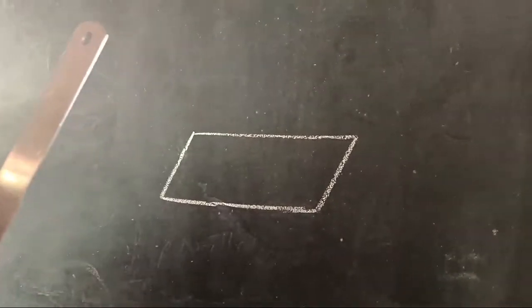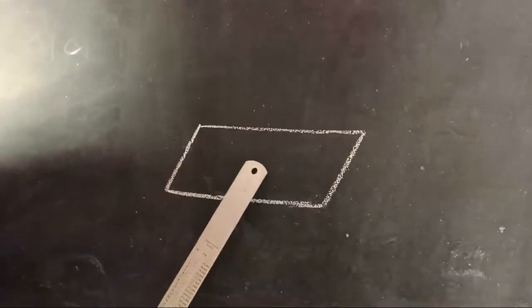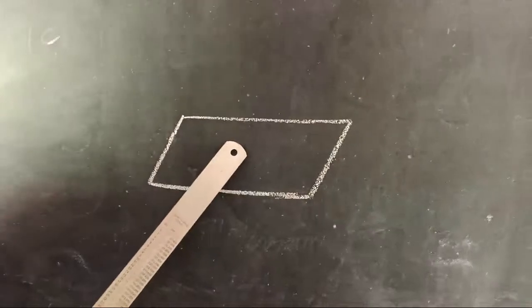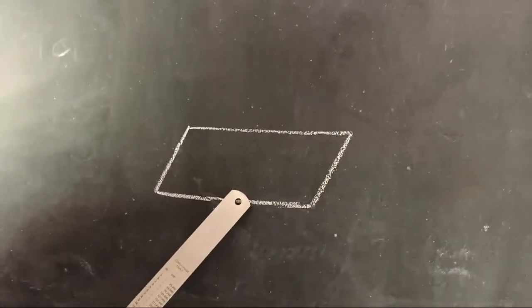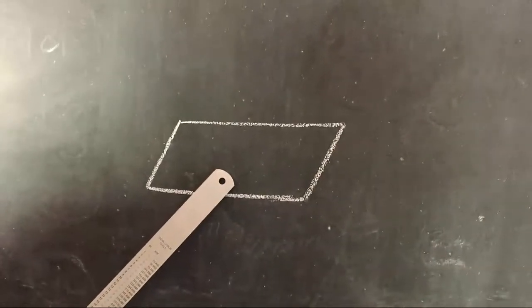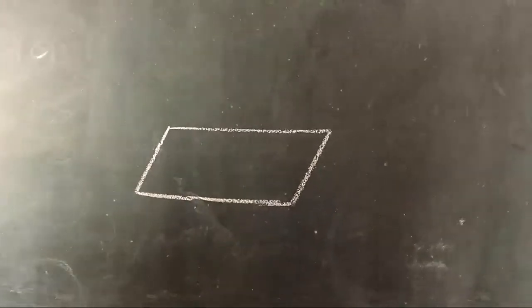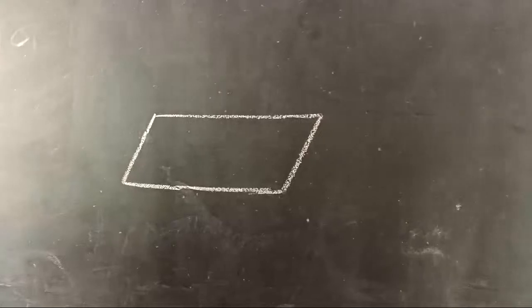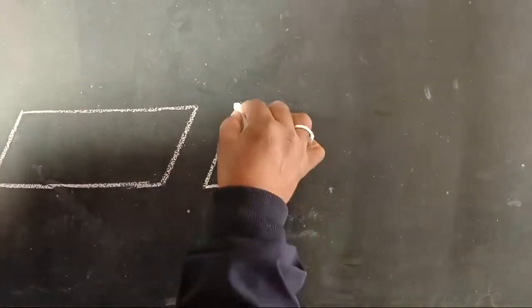Today we discuss a new quadrilateral. Before that, in the previous period, we learned the types of quadrilaterals. This is a parallelogram. If all sides of a parallelogram are congruent, then it becomes a rhombus.